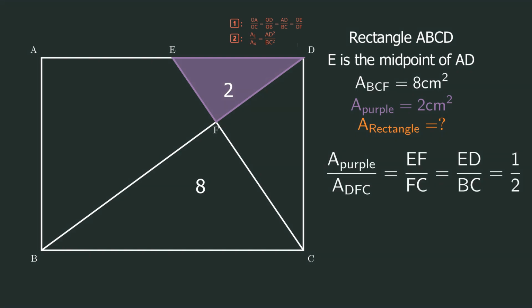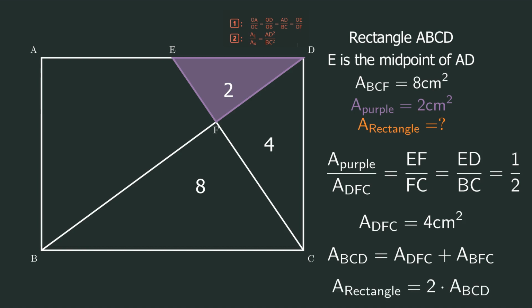We can easily find the area of triangle DFC to be 4 square centimeters. In this way, we know exactly half of the rectangle, and the area of the rectangle naturally follows.